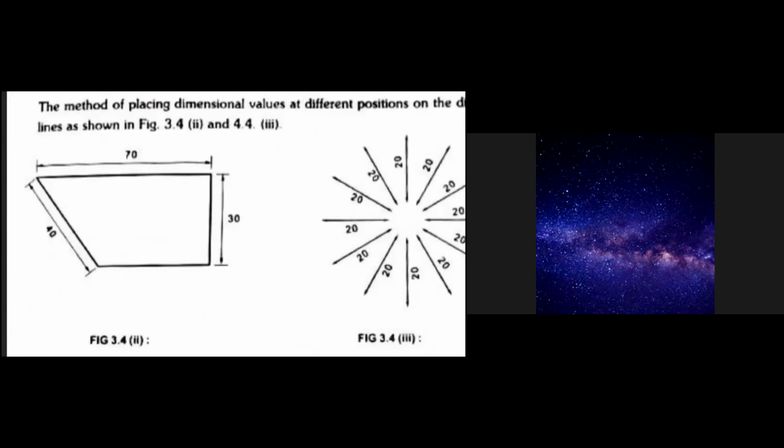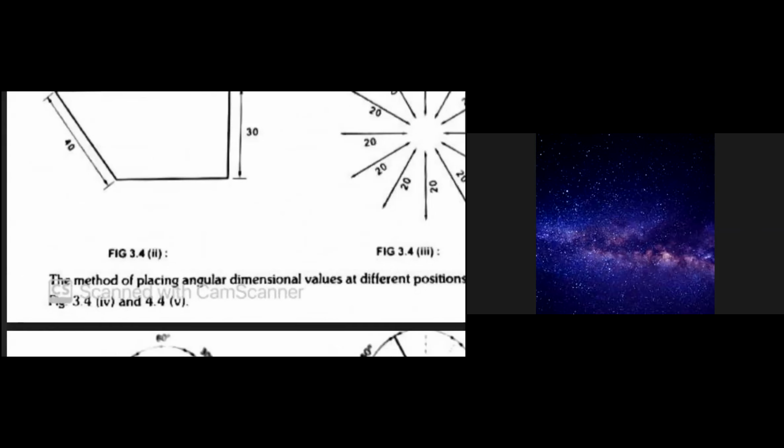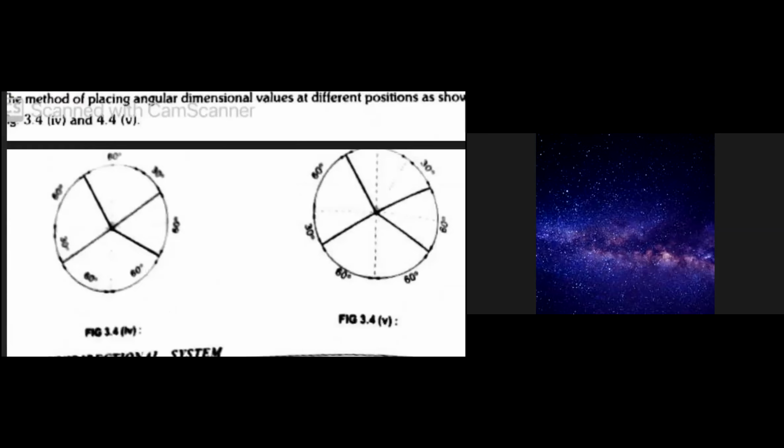See here, all these are the angular dimension values. You can write all these angular dimension values in aligned system like this.